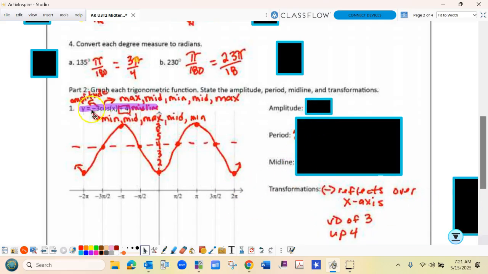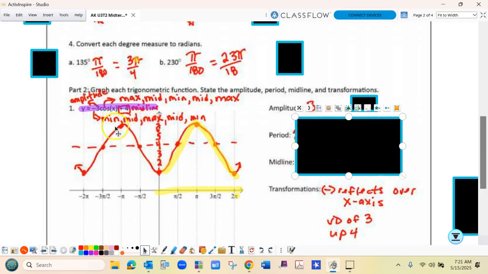For our amplitude, remember to give the 3 as a positive number. The negative is not part of the amplitude. Our period goes from the y-axis until this upside down cosine curve ends. It ends at 2 pi. That makes our period 2 pi.